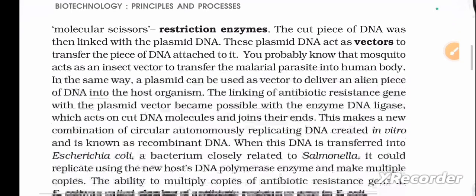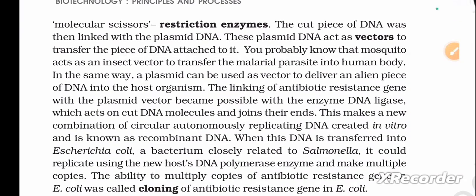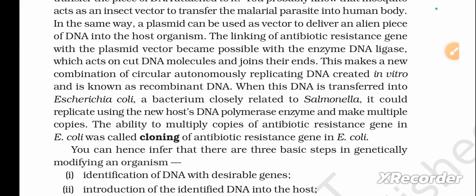the host organism. The linking of antibiotic resistant genes with the plasmid vector became possible with the enzyme DNA ligase, which acts on cut DNA molecules and joins their ends. This makes a new combination of circular autonomously replicating DNA created in vitro and is known as recombinant DNA. When this DNA is transferred into Escherichia coli, a bacterium closely related to Salmonella, it could replicate using the new host DNA polymerase enzyme and make multiple copies.